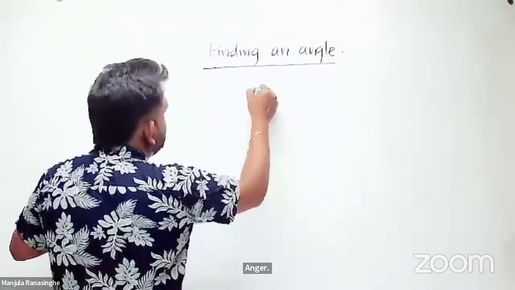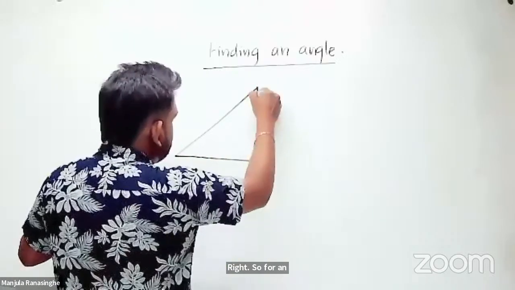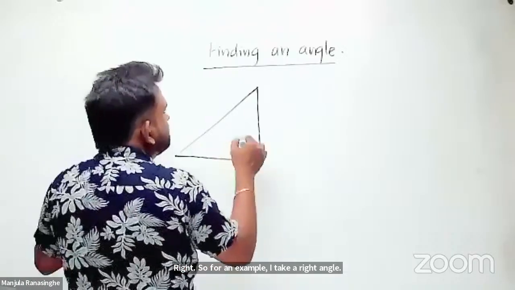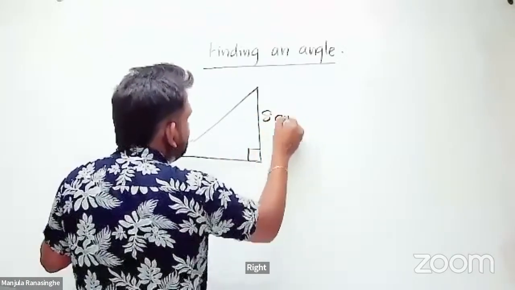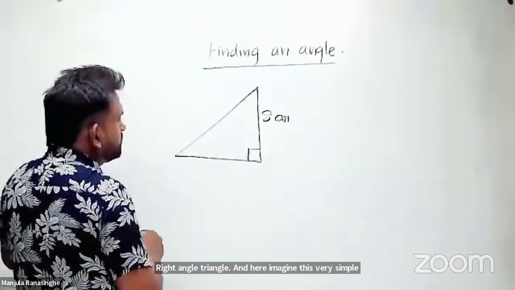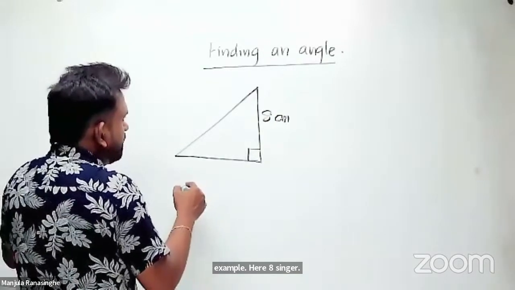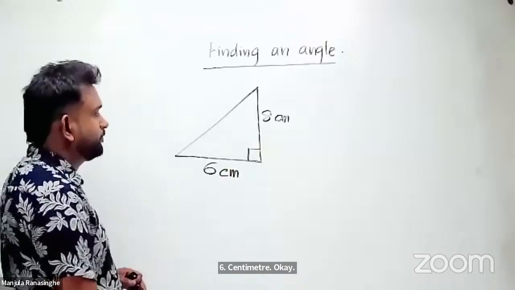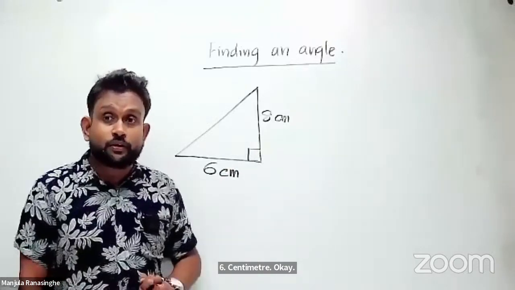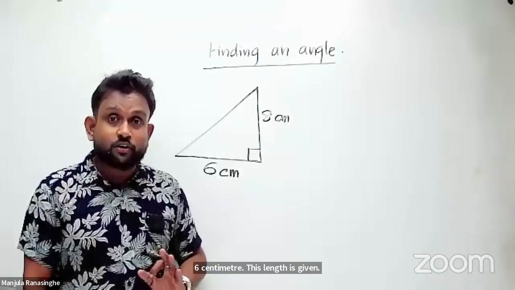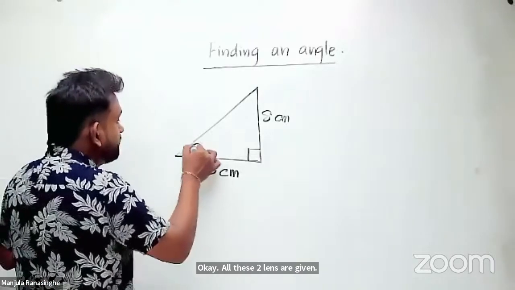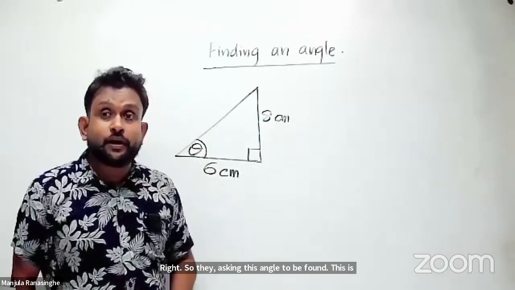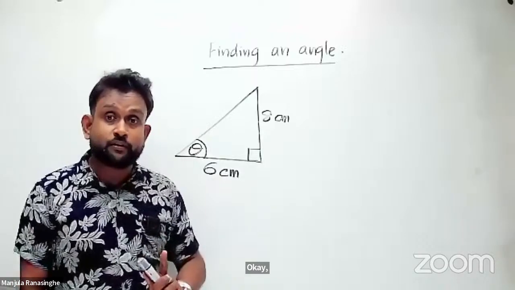For an example, I take a right angle triangle, and imagine this very simple example. Here 8 centimeter is given, and here 6 centimeter is given. Only these two lengths are given. They are asking for this angle to be found. This is the theta they are asking to find. Now how do we find theta?